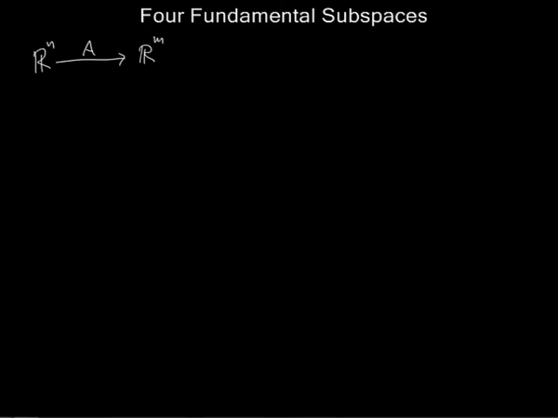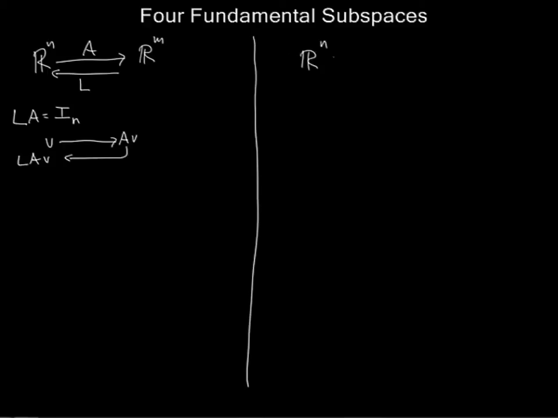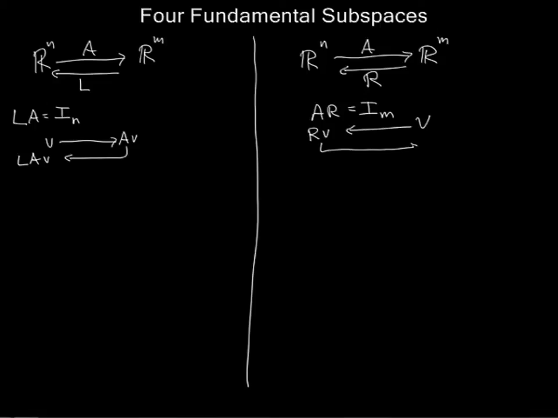So let's look. Suppose I ask for the existence of the left inverse. LA is the identity on Rn. What that means is I send V to AV and back to LAV, and I'm supposed to get V again. And in the other direction, the right inverse is supposed to give the identity on Rm, which is to say you send V to RV and back to ARV. So that was just a recap of what I'd said before, but now let's ask, does L exist?